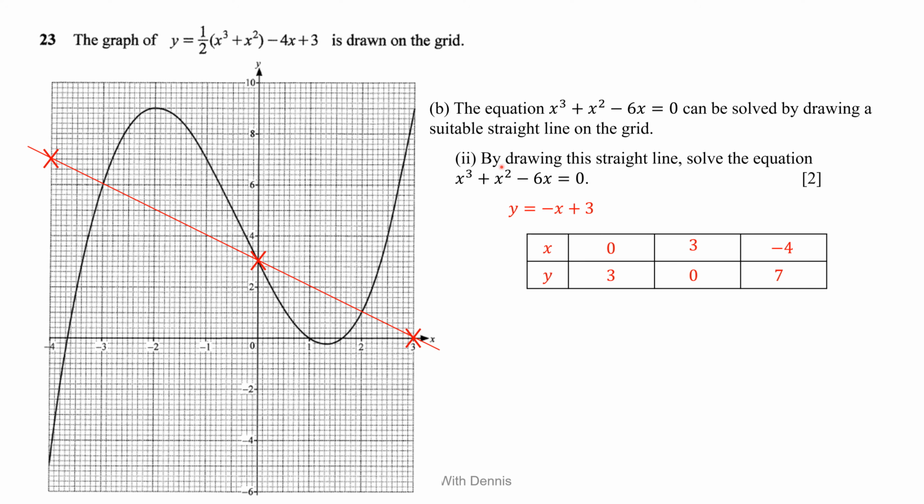Now to solve this equation, the intersection points of this straight line and the curve will be the answer. From the graph, this is a point where the straight line intersects with the curve, so the value is x equals negative 3. Another point is here, where x is 0. And this is the third point, where x equals 2. So the solution for x cubed plus x squared minus 6x equal to 0 is x equals negative 3, or x equals 0, or x equals 2.